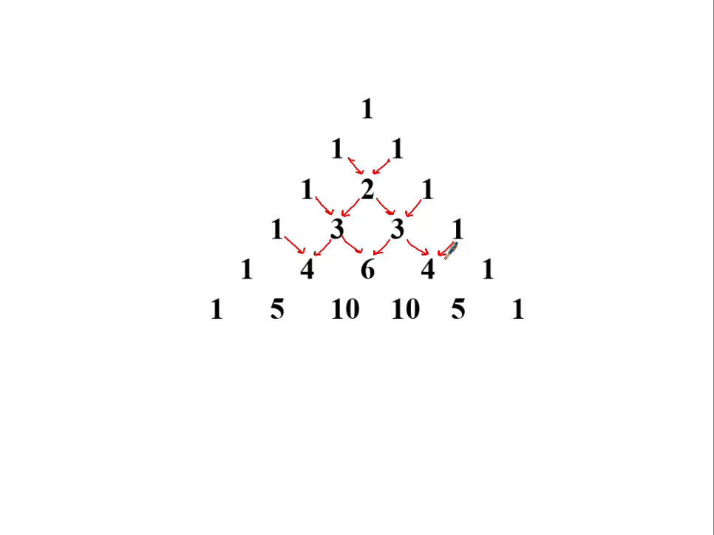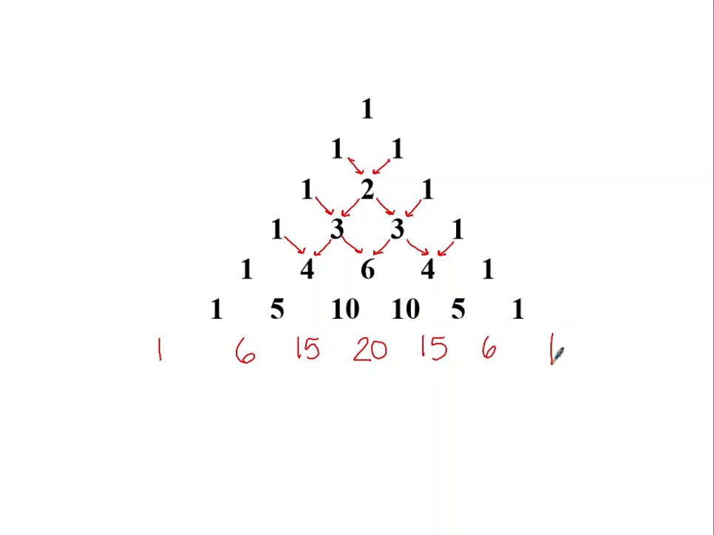Now, if we want to continue this pattern, we would start the next row with a 1. 1 plus 5 is 6. 5 plus 10 is 15. 10 plus 10 is 20. 10 plus 5 is 15. 5 plus 1 is 6. And then we would end with a 1. And we can continue this pattern indefinitely.